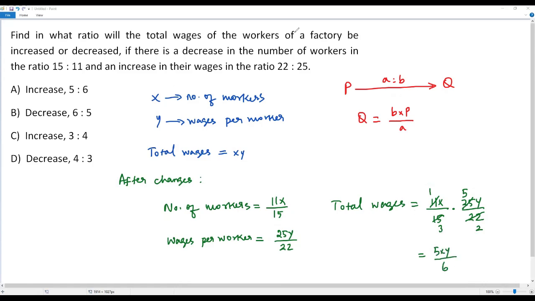Now we have the total wages before changes, that is x times y, and the total wages after the two changes, that is 5xy over 6. Now we have to check whether the total wages is increased or decreased, and also we have to find the ratio. Now let me erase this stuff and continue the problem.